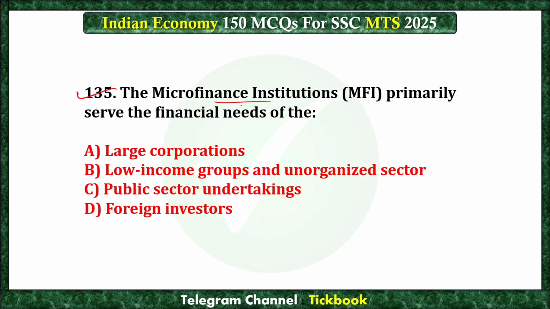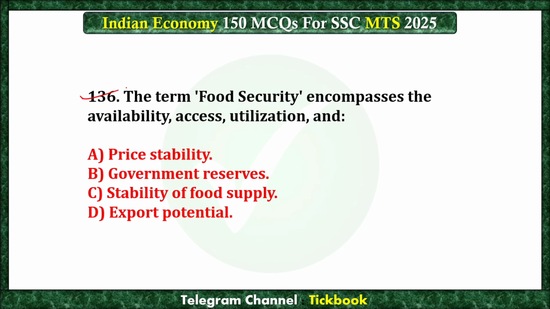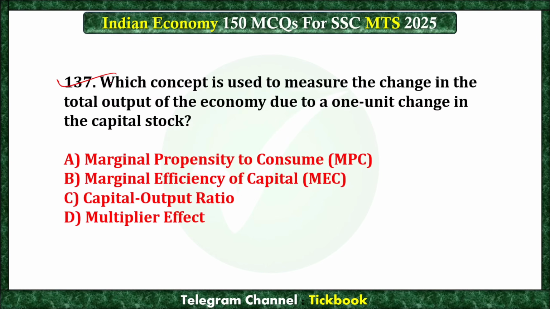135, the microfinance institutions primarily serve the financial needs of the option number B, low income groups and unorganized sector. And 136, the term food security encompasses the availability, access, utilization, and option number C, stability of food supply. And 137, which concept is used to measure the change in the total output of the economy due to a 1 unit change in the capital stock? Number B, marginal efficiency of capital.